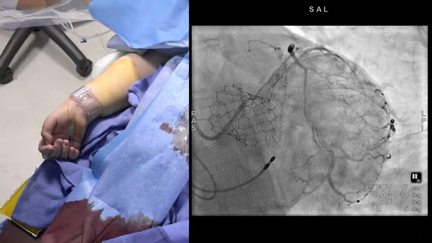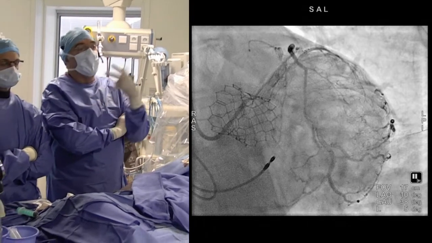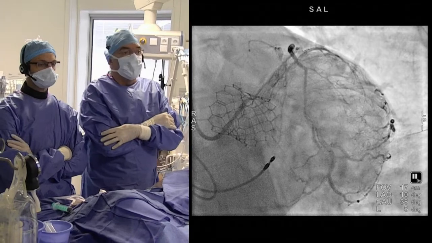You see, six French, two wires, two rotoblation atherectomy, and the DK crush, and the final part with a 5 millimeter balloon.